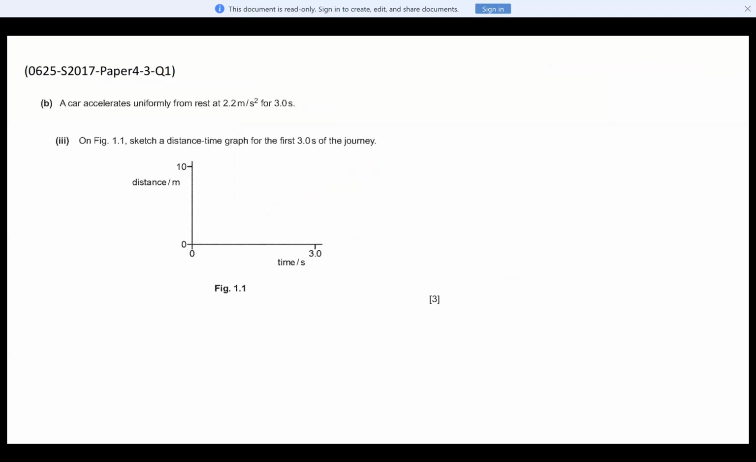A car accelerates uniformly from rest at 2.2 meters per second squared for 3 seconds. Sketch a distance time graph for the first 3 seconds of the journey. So we said that the speed is the slope, and the fact that the car accelerates means that the speed keeps on increasing. So therefore, we expect the graph to be nonlinear because the slope here is not constant. It's a curve because the slope keeps increasing. So it will be an upwards concave curve that looks like this. So therefore, the correct answer will be something that looks like this.